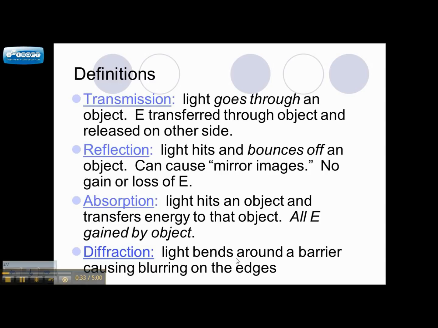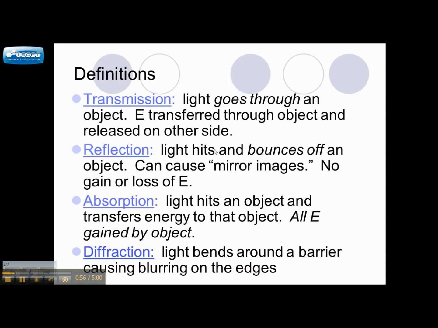So transmission is when light goes through an object. It transmits through the object. The energy is transferred to the object and then re-released on the other side. This is why the inside of your car can get pretty warm, because the energy from the sun is transmitting through the glass in your car to the inside.